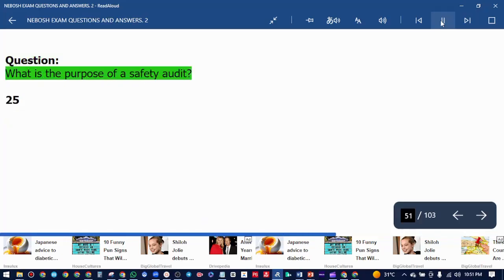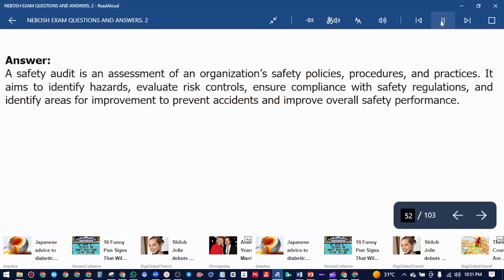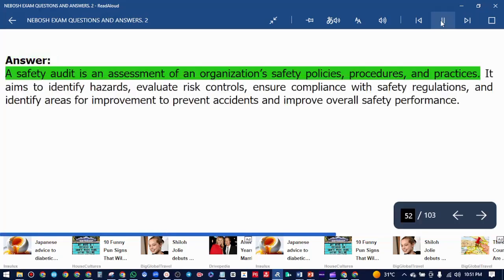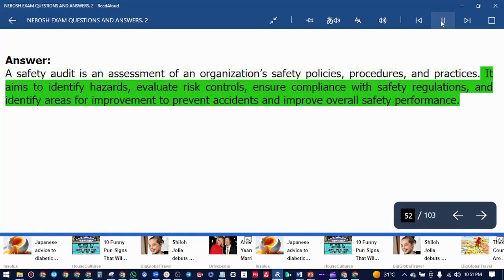Question 25. What is the purpose of a safety audit? Answer. A safety audit is an assessment of an organization's safety policies, procedures, and practices. It aims to identify hazards, evaluate risk controls, ensure compliance with safety regulations, and identify areas for improvement to prevent accidents and improve overall safety performance.